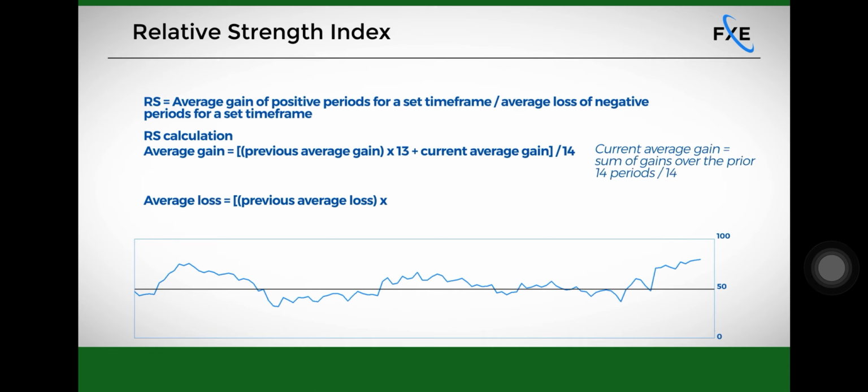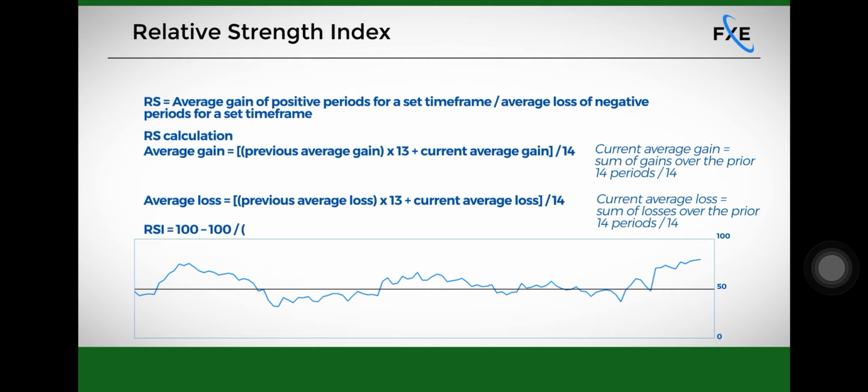Calculating the average loss is done by multiplying the previous average loss by 13 and adding that to the current average loss and dividing it by 14. The current average loss is the sum of the losses over the prior 14 periods divided by 14. Now that you have the RS value, the second part of the calculation can be worked out, which gives you the RSI level. The calculation for the RSI level is 100 minus 100 divided by 1 plus the relative strength calculation. This formula normalizes the relative strength and turns it into a range-bound oscillator that fluctuates between 0 and 100, making it easier to recognize extreme levels.